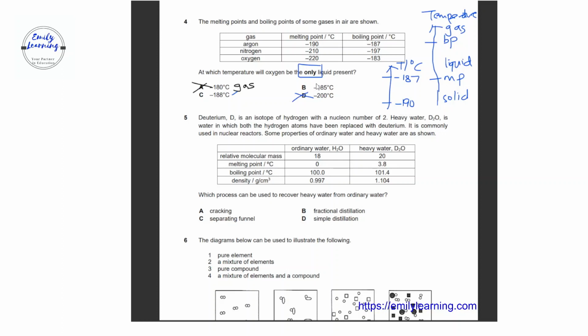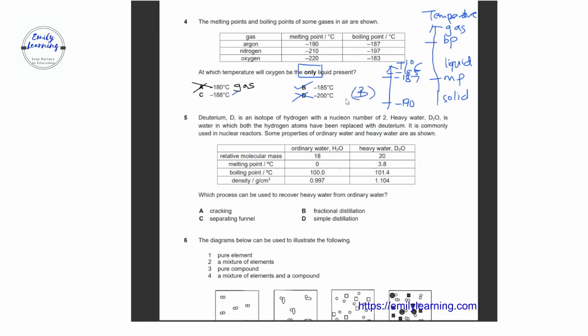So at minus 185 degrees Celsius, it is here. It is a temperature greater than the boiling point of argon, so argon will be a gas. So this is correct because argon and nitrogen are not liquids, only oxygen is a liquid. So option B is the answer.